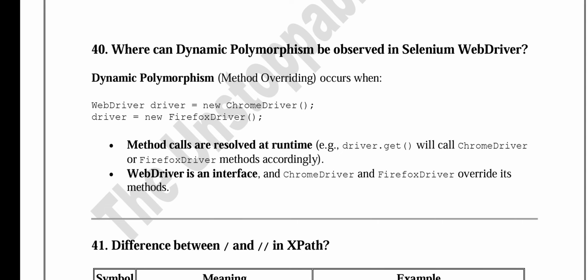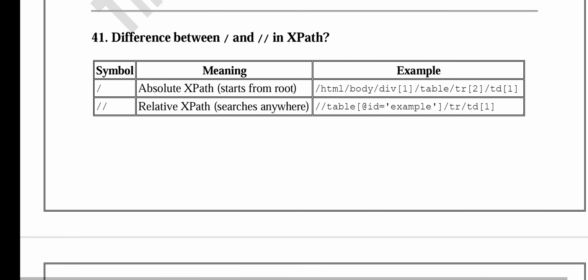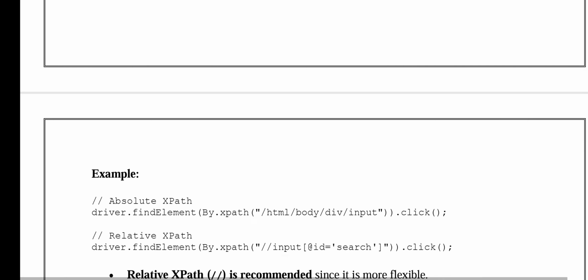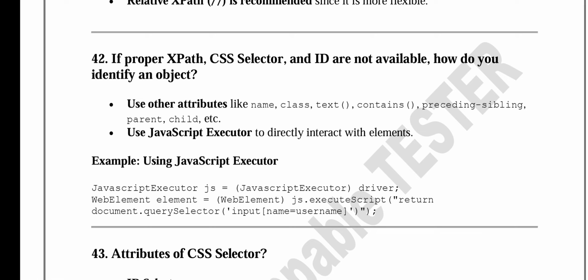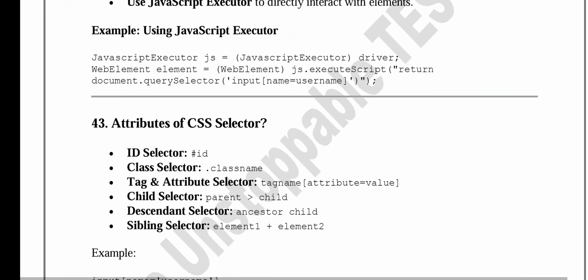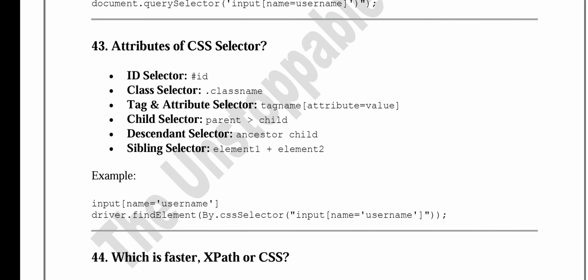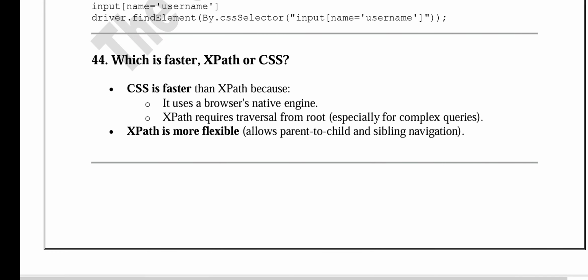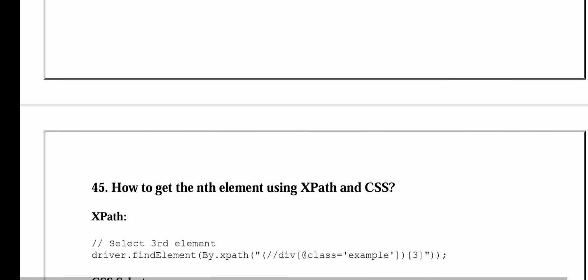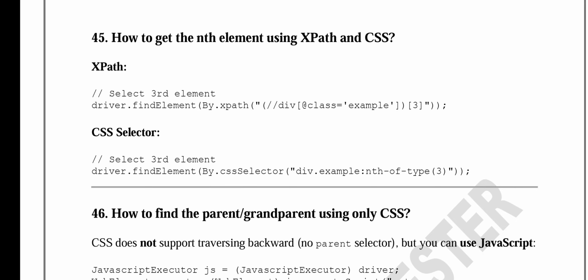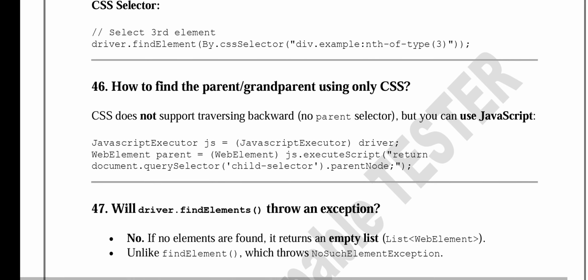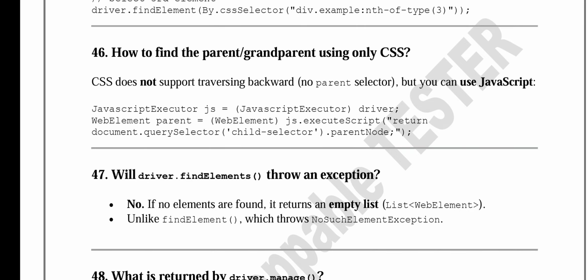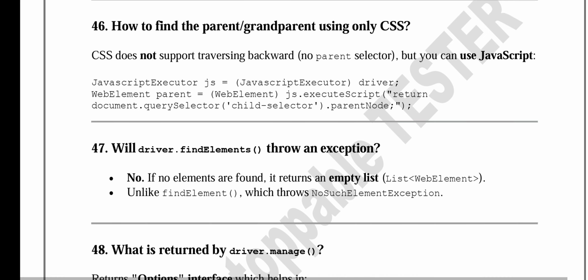Where can dynamic polymorphism be observed in the Selenium WebDriver project? What is the difference between single forward slash and double forward slash in XPath? If proper XPath, CSS selector and ID are not available, how do you identify an object? What are the attributes of CSS selector? Which is faster, XPath or CSS? How to get the nth element using XPath and CSS selector? How to find the parent or grandparent using only CSS?